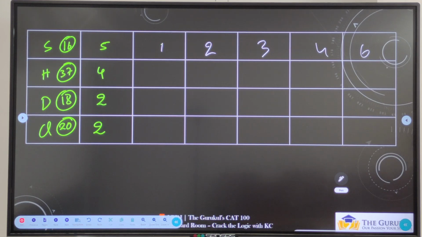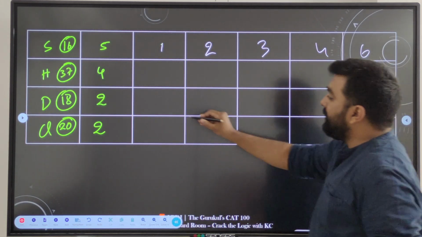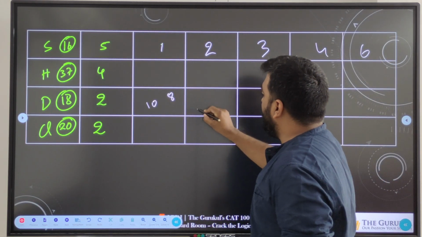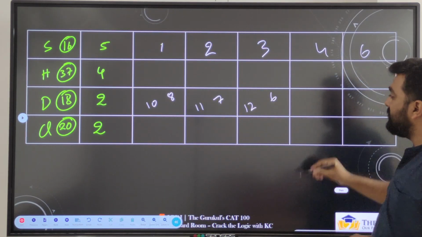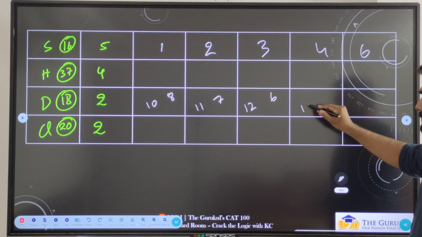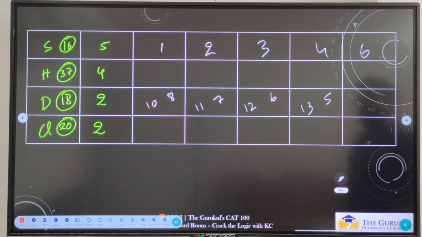Okay. Now let's start with diamonds or clubs. Diamond sum is 18, sum of 2 numbers. If I want sum of 2 numbers to be 18, that can be 10 and 8, it can be 11 and 7, it can be 12 and 6. It can be 13 and 5. Right? Okay. If I want the club sum to be 20, what can be the possibilities?